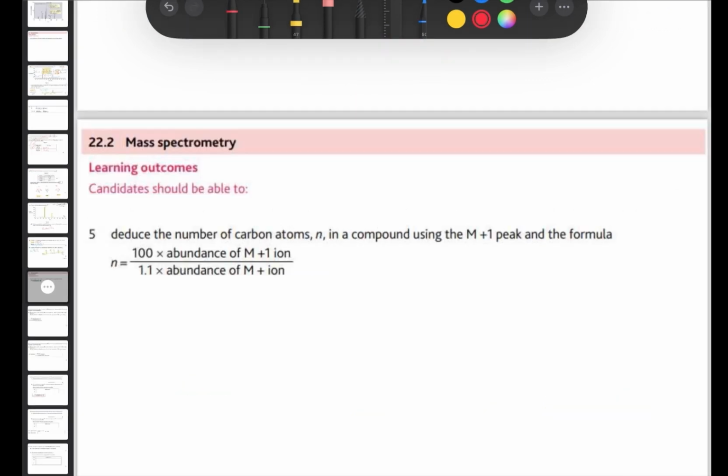And now let's talk about another thing that this powerful technique can tell, which is the number of carbon atoms. But how can I determine the number of carbon atoms? You have to memorize this relationship here: it's 100 multiplied by the abundance of M plus 1, over 1.1 multiplied by the abundance of M positive. How can I apply this rule?